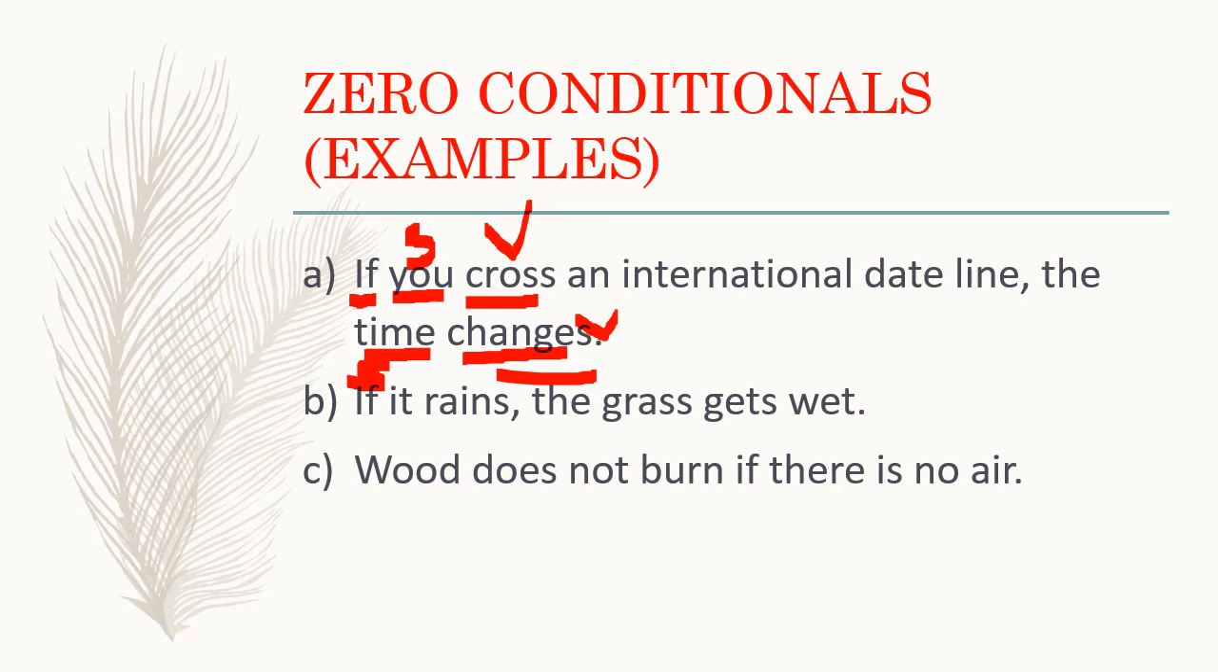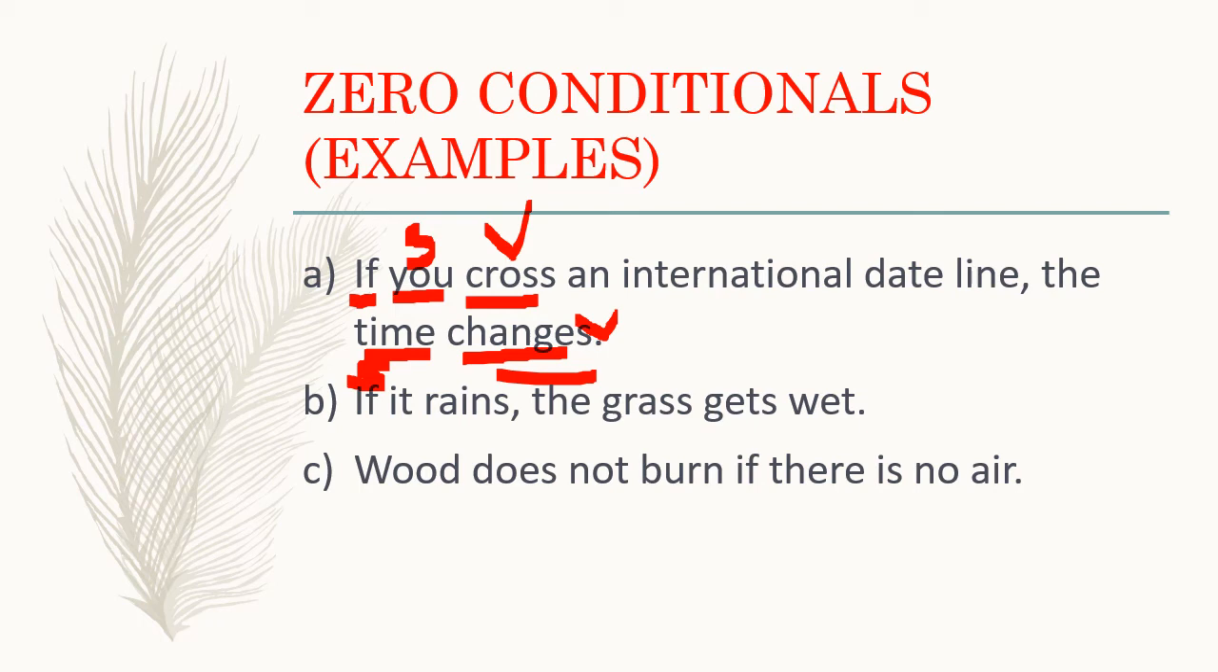Now, for function, we use the zero conditional because it's true. Right? It's a scientific truth. If you cross an international date line, of course, the time changes. Okay? So that's why we use a zero conditional for the first sentence.